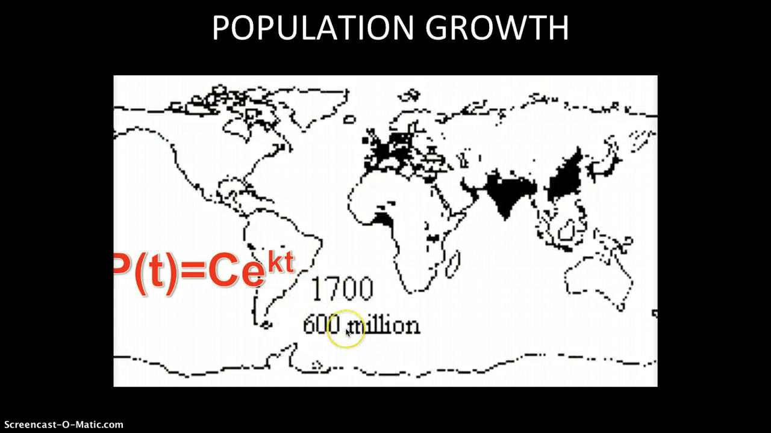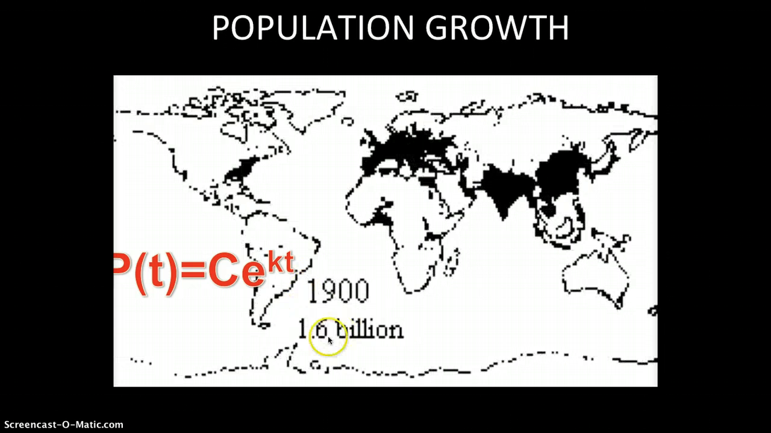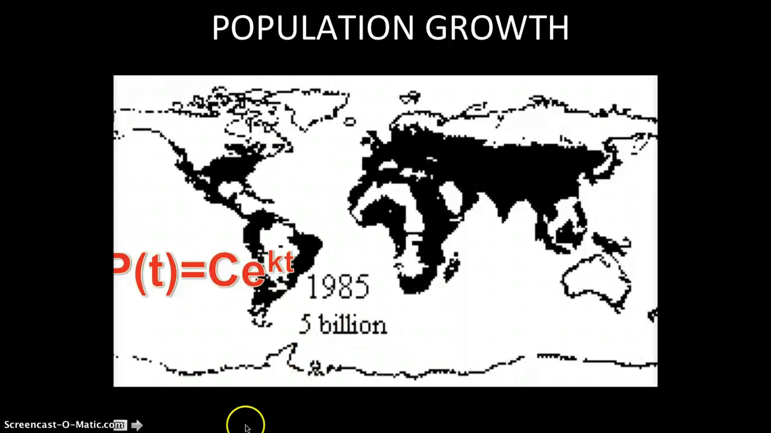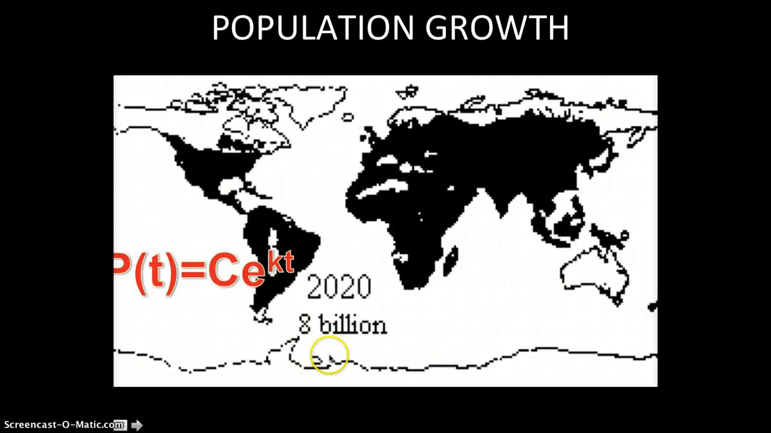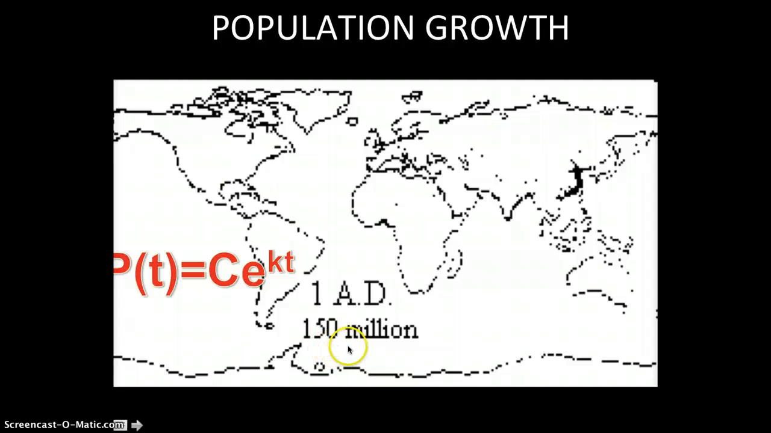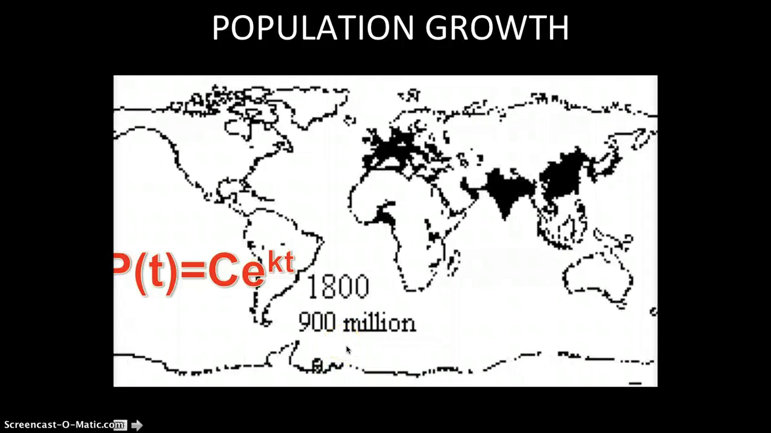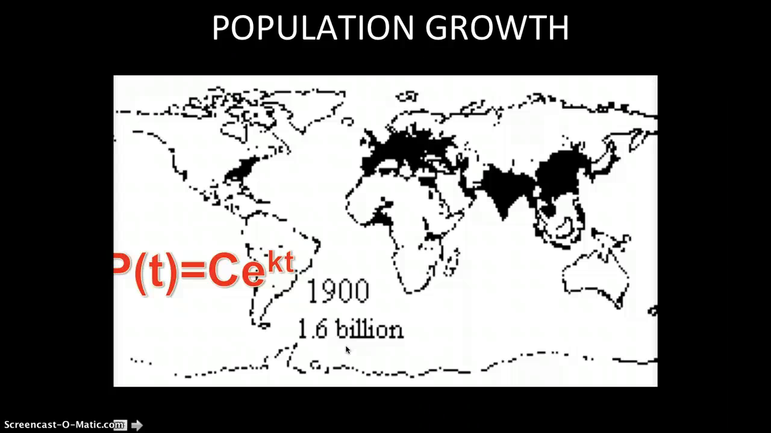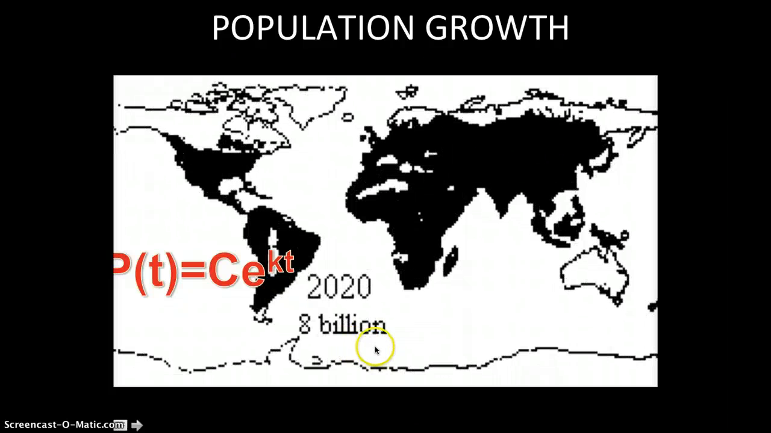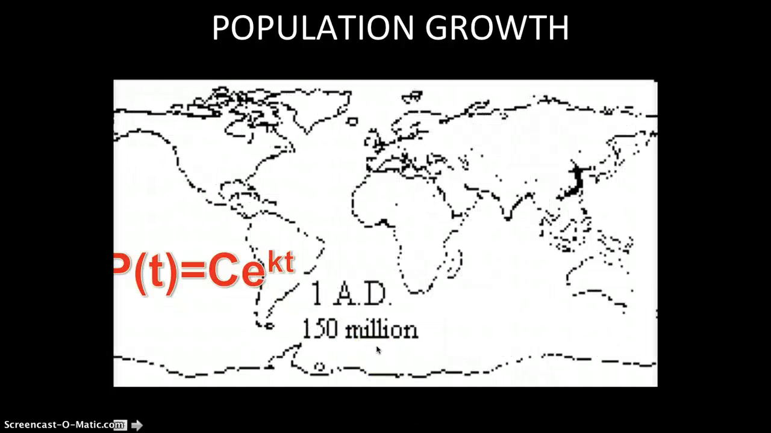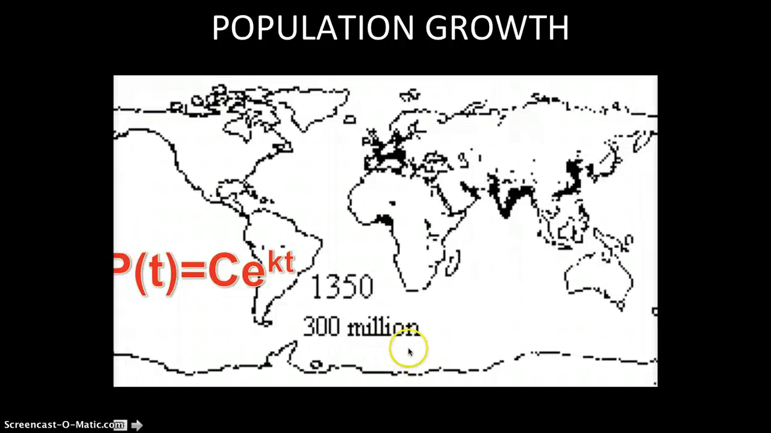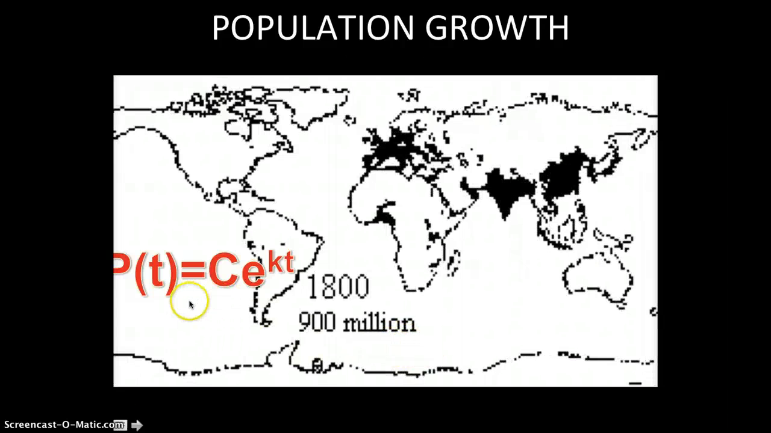Here's a graphic to show population growth. You'll notice that it starts back really early in time with 1 AD at 150 million, and then it jumps up to projecting the year 2020 when we have 8 billion people in the world. So this is an exponential growth.